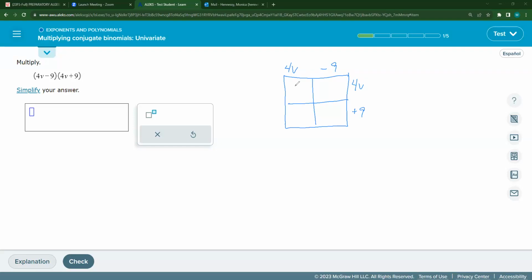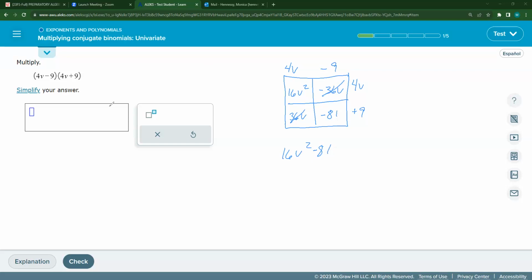So 4v times 4v is 16v squared. -9 times 4v is minus 36v. 4v times positive 9 is 36v. And then -9 times 9 is -81. These two are like terms and they cancel out. So you have 16v squared minus 81.